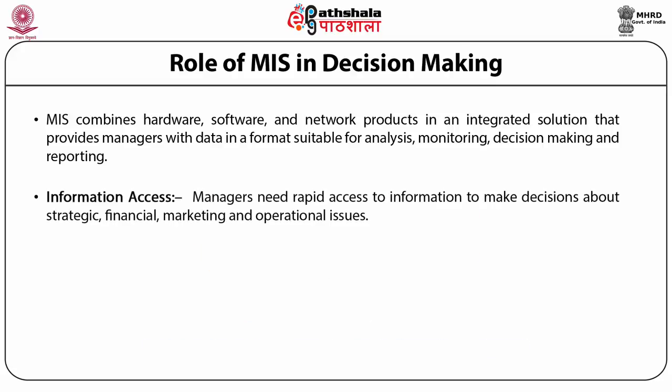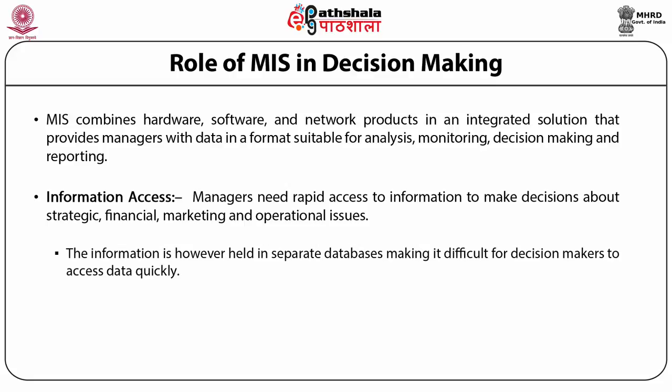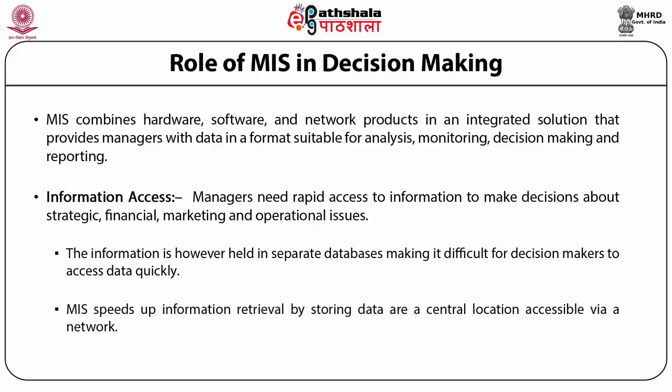Information access. Managers need rapid access to information to make decisions about strategic, financial, marketing, and operational issues. Companies collect vast amounts of information, including customer records, sales data, market research, financial records, manufacturing and inventory data, and human resource records. The information is, however, held in separate databases, making it difficult for decision makers to access data quickly. Management information system speeds up information retrieval by storing data at a central location accessible via a network. The result is decisions are quicker and much more accurate.